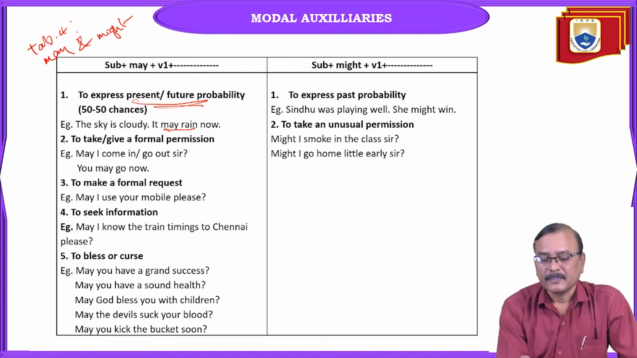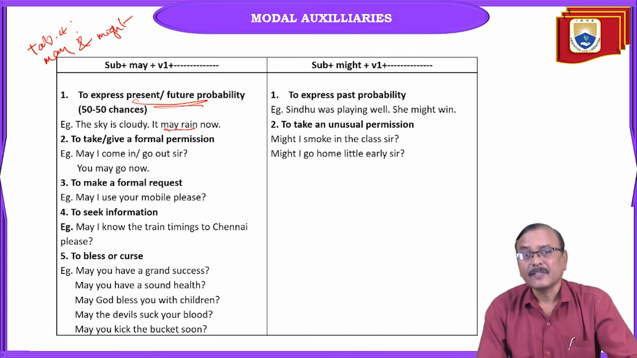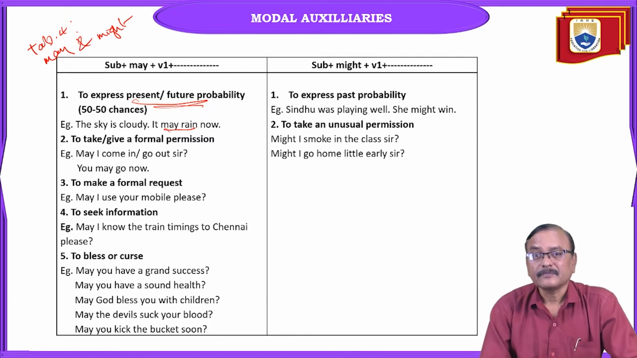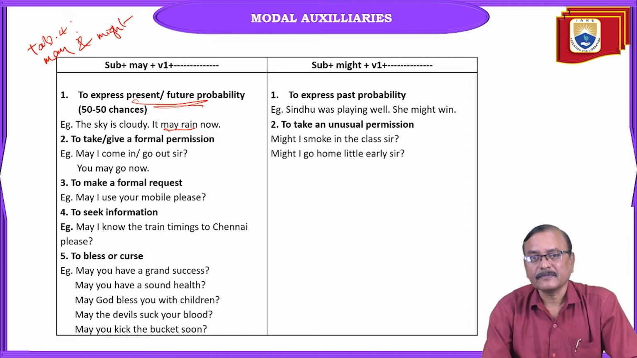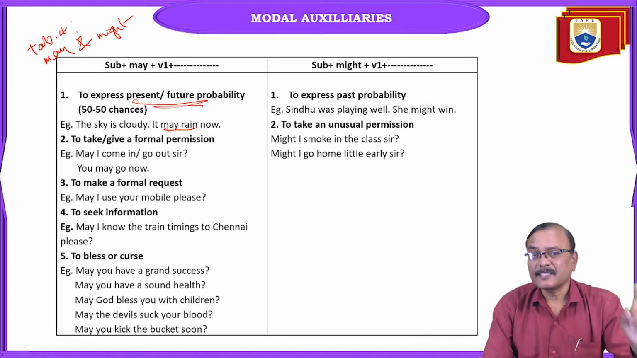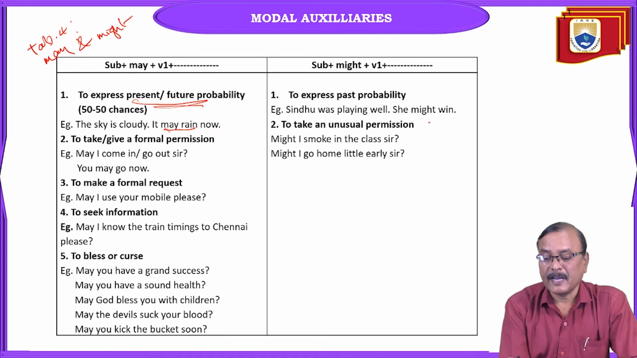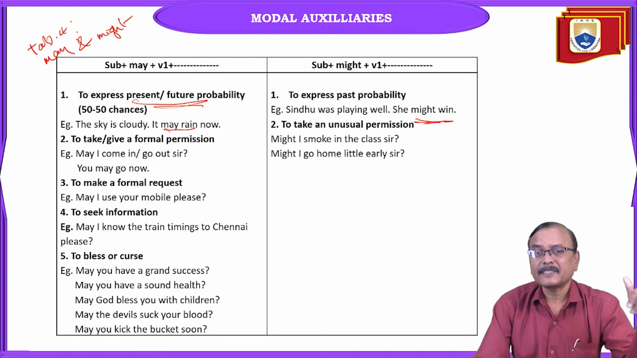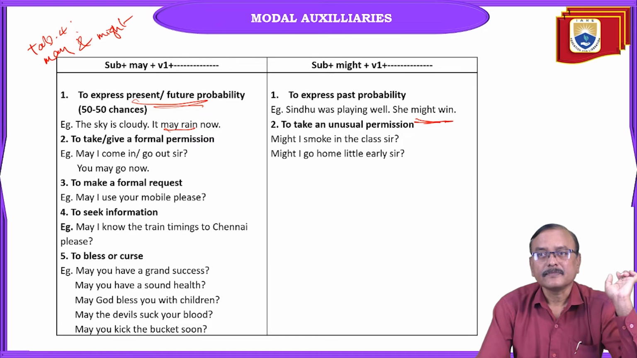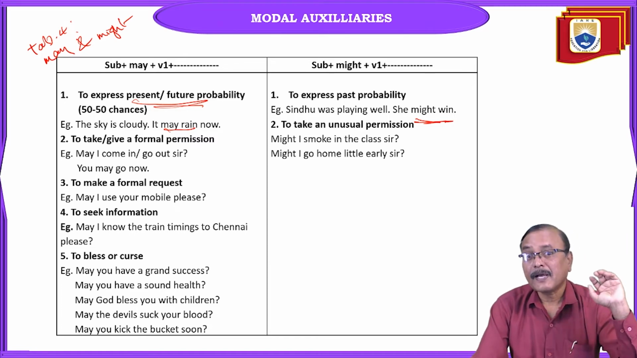Next, this one. Might plus V1. To express past probability. Sindhu was playing well. When I saw that game, she was playing well. Okay? But I left that place. Okay? I stopped watching. Right? But when I saw, she was playing well. She might win. Okay? I'm not sure whether she won or not, but she might win because when I saw, she was playing well. Okay? Past probability.